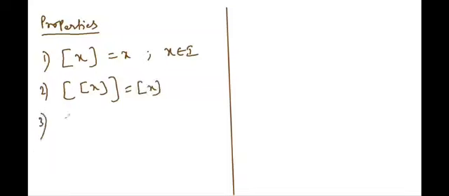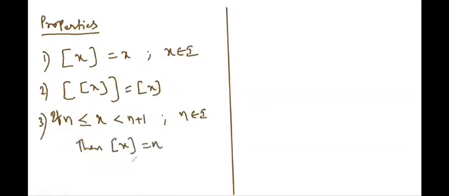Third one, if x is a real number lying between n and n plus 1, this is the definition itself, where n is an integer, then step x is nothing but n only. Fourth one, step x cannot be greater than x. So step x always lies between the real numbers x minus 1 and x. Here x and x minus 1 are real numbers, but step x is an integer.